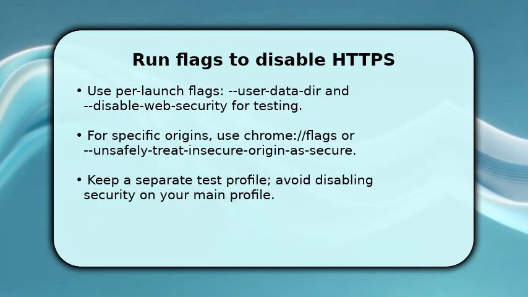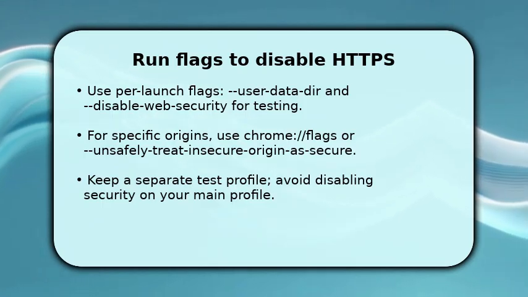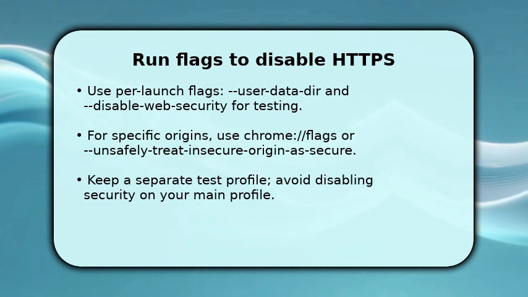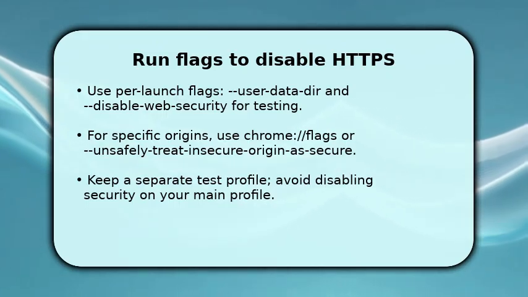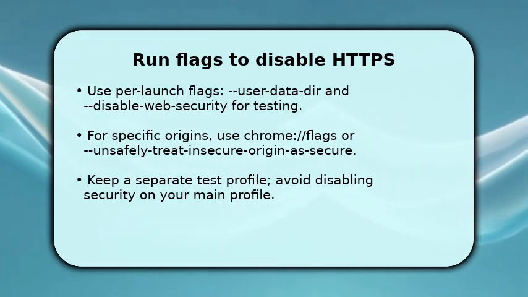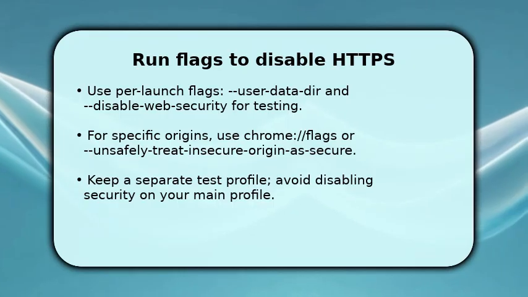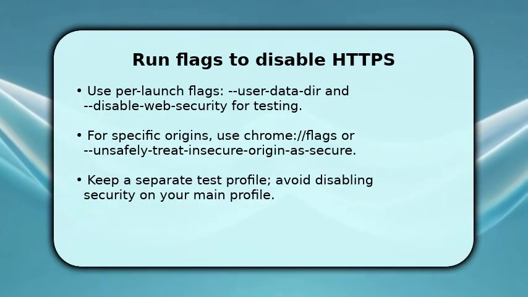These flags disable same-origin and certificate checks for that profile only, which is why you used a test user data directory. Make sure to limit the origin list and only use this method for local development or troubleshooting. To finish, close the flagged Chrome instance and restart Chrome normally. Your main profile's security will be intact.